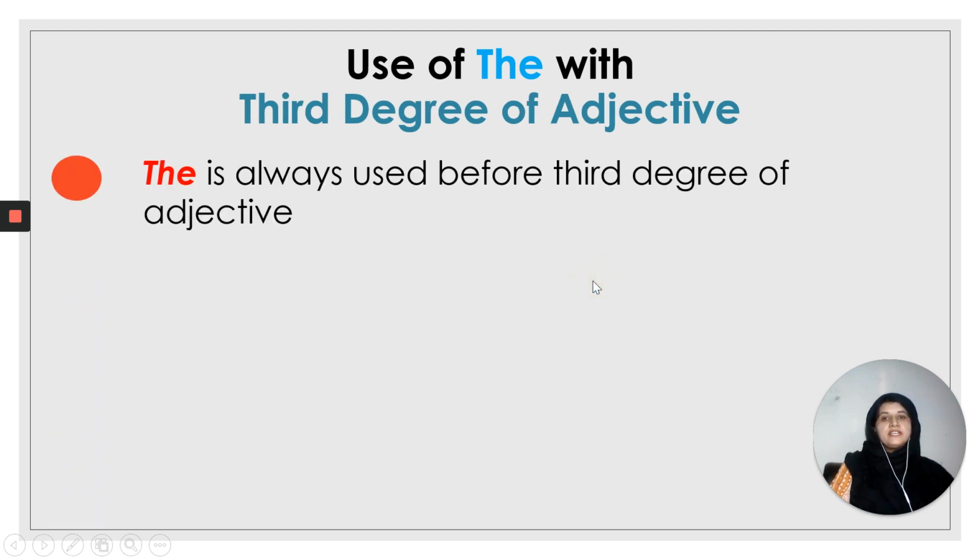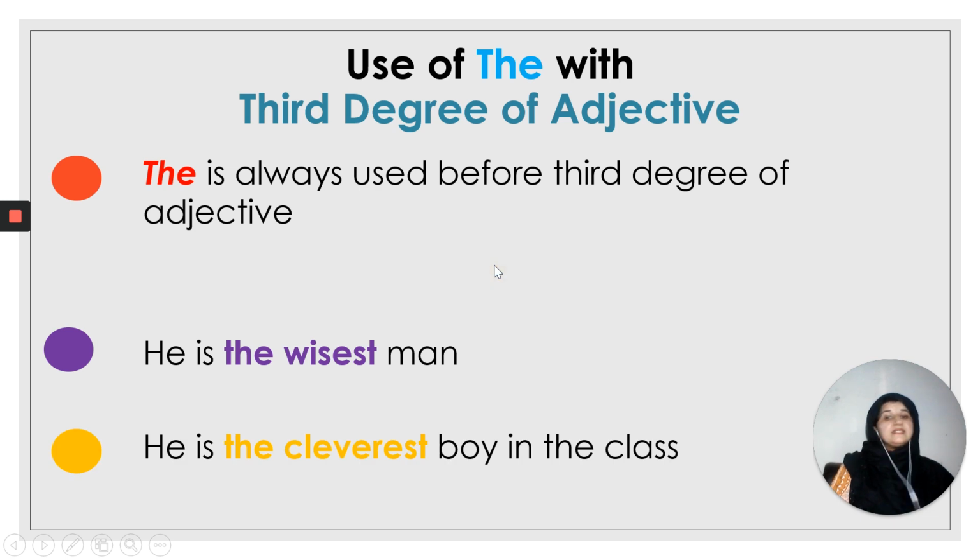Third degree of adjective, and the is always used before the third degree of adjective, right? He is the wisest man, he is the cleverest boy. ठीक है जी. Let's move.